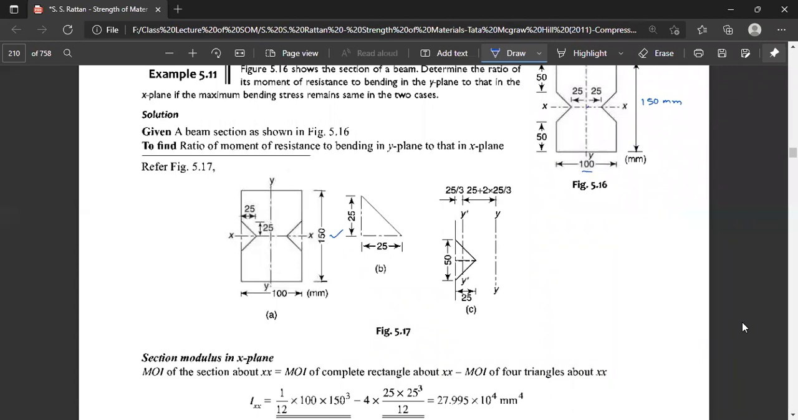We have to find the ratio of the maximum moment of resistance in the X plane to that in the Y plane. Now the section modulus in the X plane. You have to know the section modulus. We have to know the moment of inertia, and you have to know the distance of the maximum fiber from the section under consideration, for which this moment of inertia is being measured. Now, first of all, let us go for the section modulus in the X plane.